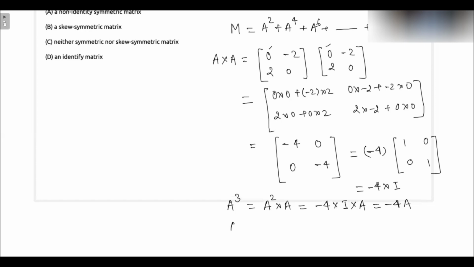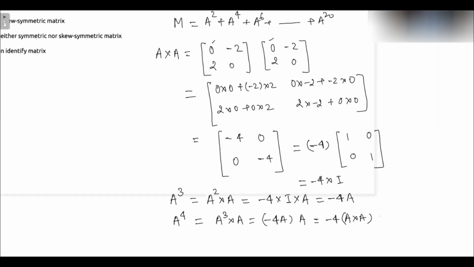So let's get to A raised to the power 4, because that is the next thing which we want to know. So A raised to the power 4 would become nothing but A raised to the power 3 into A again, which will become minus 4A into A. Now this will become minus 4 into A into A. Now this A into A is nothing but A square, for which we got minus 4I again.